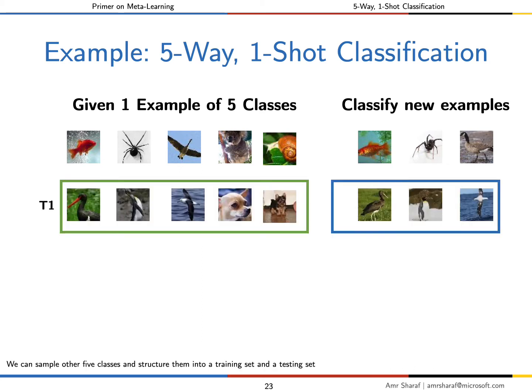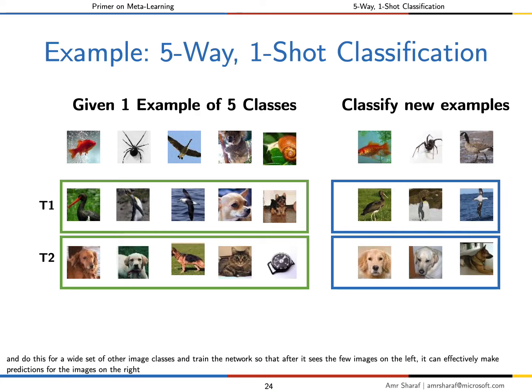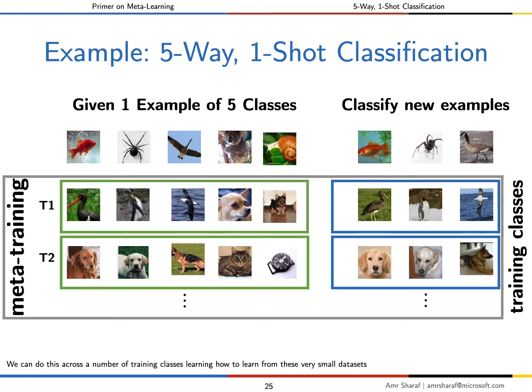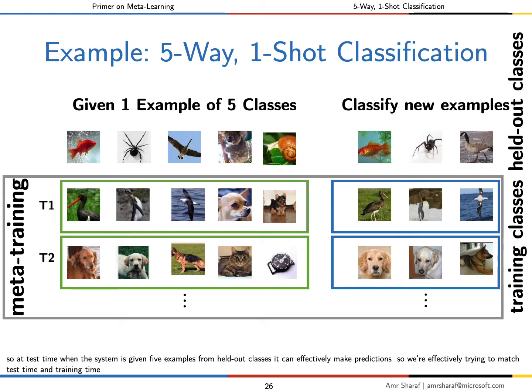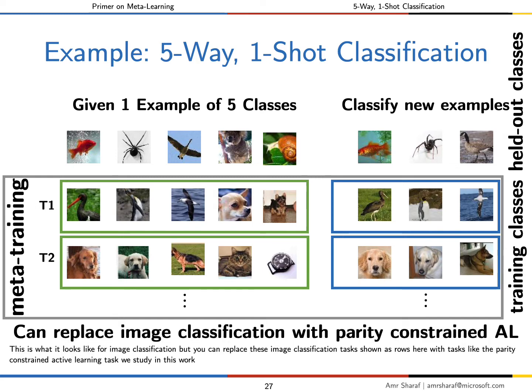We can sample other 5 classes and structure them into a training set and a testing set. And we can do this for a wide set of other image classes, and then train a neural network so that after it sees a few images on the left, it can effectively make predictions for the images on the right. We can do this across a number of training classes, learning how to learn from these very small datasets. So that at test time, when the system is given 5 examples from held out classes, it can effectively make predictions about these. We are effectively trying to match the test time and the training time behavior.